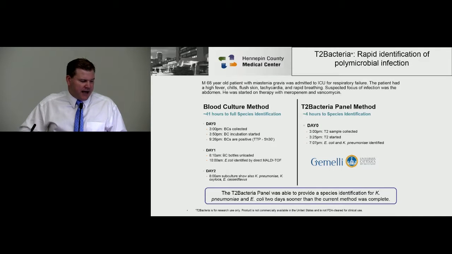In this case, this patient had a number of organisms involved in the septic picture, but some of those organisms, particularly E. coli and Kleb pneumo, were identified early on within a 4-hour window using the T2 system.